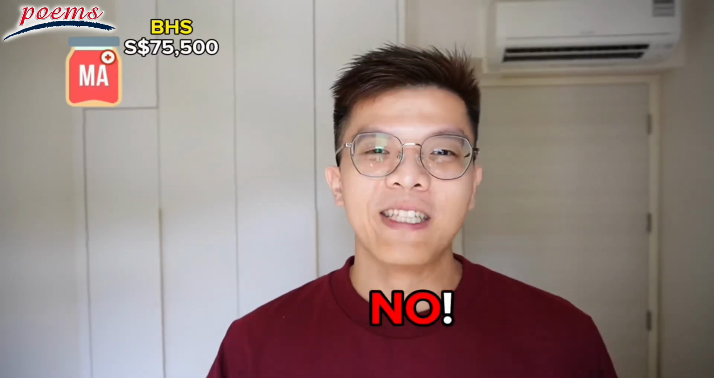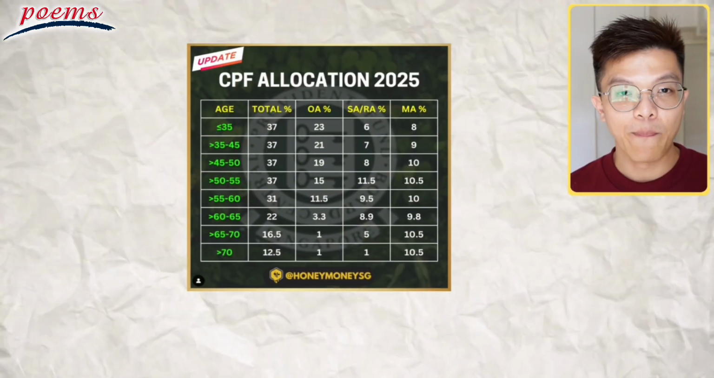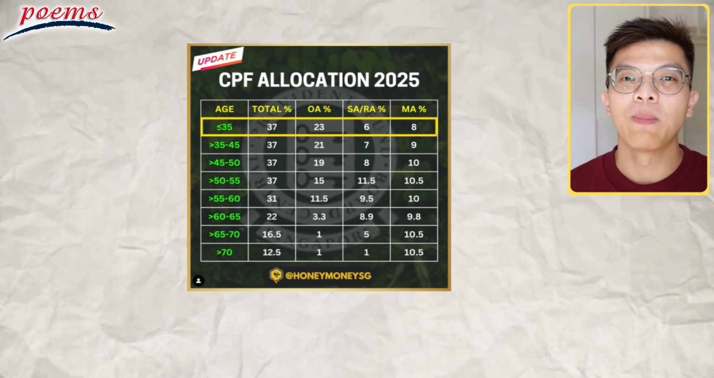So the question here is, if your MediSave account cannot exceed the basic healthcare sum, then where is it going to go? Does it mean your employer stops contributing? The answer is no, definitely not. Your employer and yourself still have to contribute, just that this MediSave contribution has to go either to the special account or the ordinary account, hence the supercharging. And for this video, I'll give a specific example for CPF members 35 and below, which is my age group.